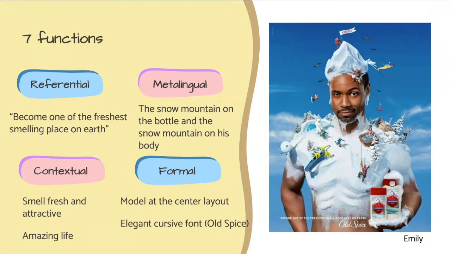Next, the metalingual function. As you can see that there is a snow mountain on the bottle which can match his body in a coherent way. For the contextual function, the whole advertisement tells you that if you use the shower gel, it can make you smell fresh and attractive. You can also enjoy your amazing life.